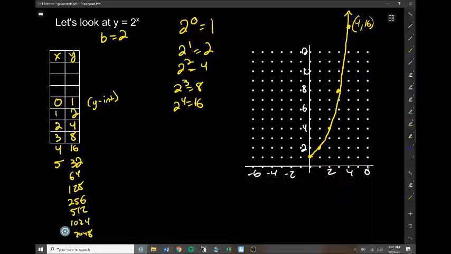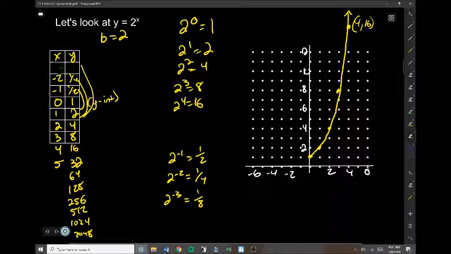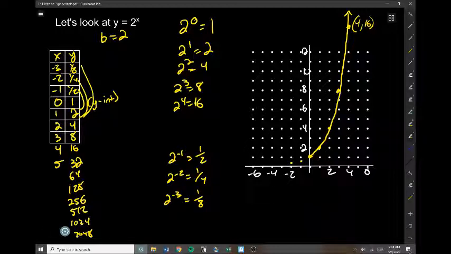Let's talk about negative values. If I plug in negative 1 for x, 2 to the negative 1 is a half. 2 to the negative 2 is a quarter. And 2 to the negative 3 is an eighth. You'll notice these are all just reciprocals of each other. Here's a half. I'm going to call that a quarter, even though I can't graph a quarter super well. Here's an eighth. Next would be a 16th, and a 32nd, and a 64th, and a 128th, and a 256th.